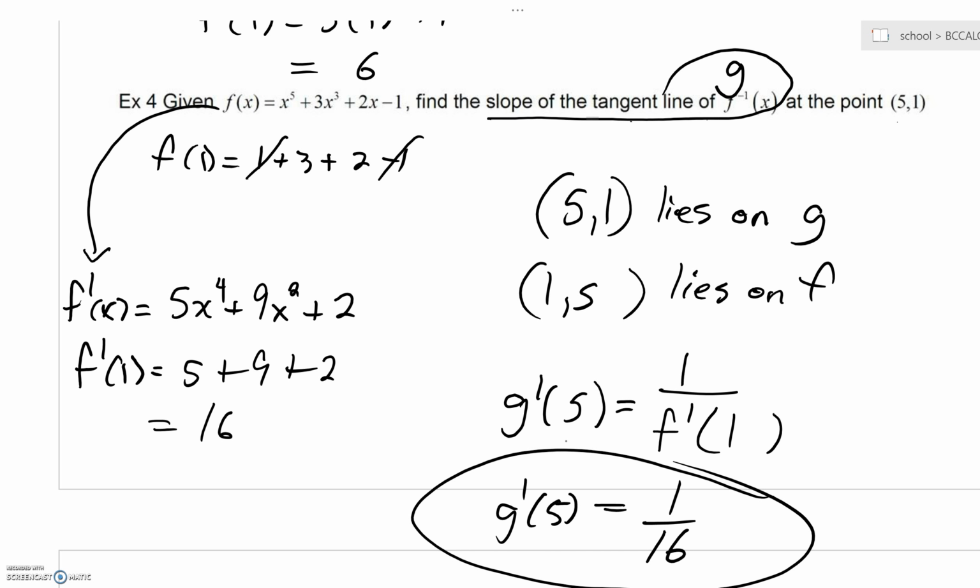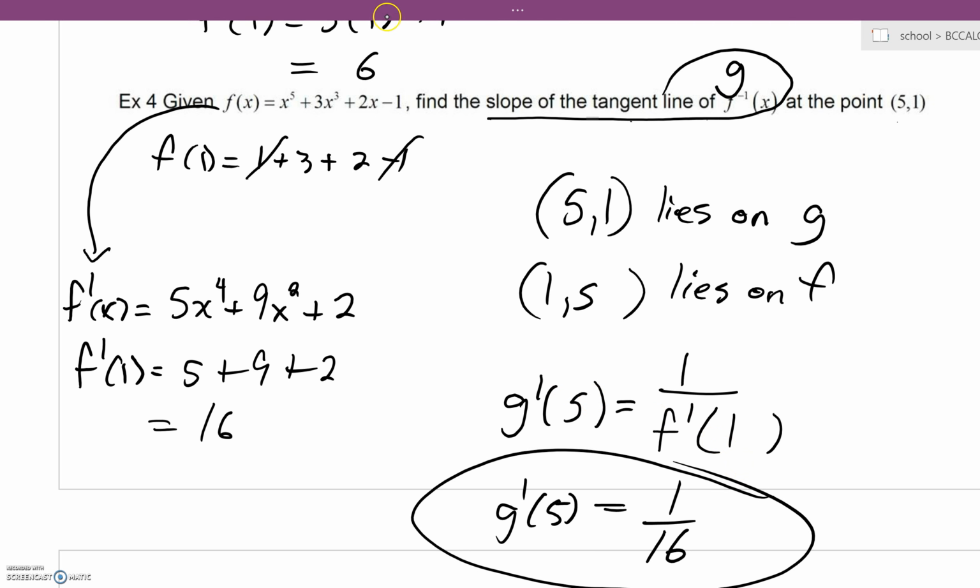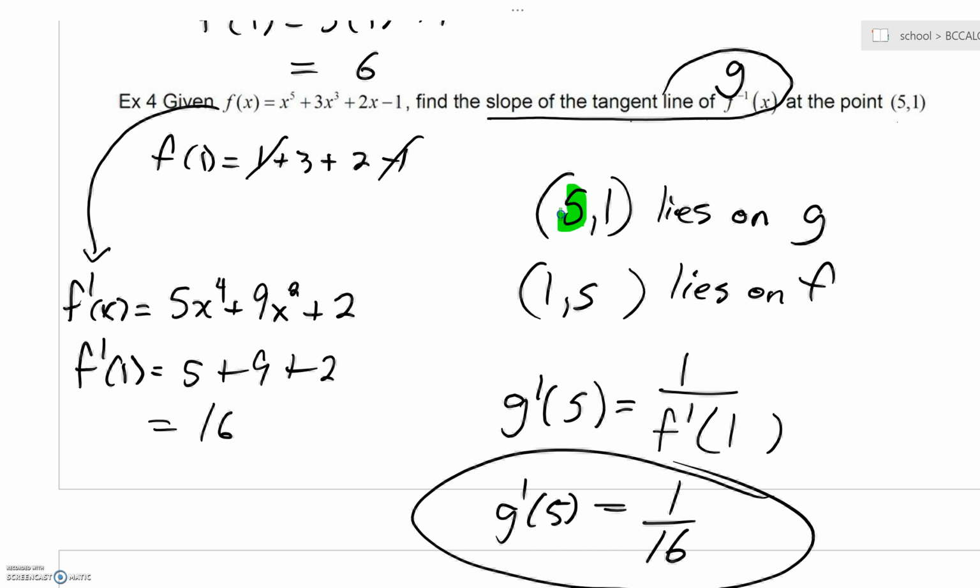Label your points. It's a reciprocal relationship. And again, I can't stress enough, you're evaluating both of the derivatives at different x values. For g, it's plugging a 5 into the derivative. For f, you're plugging a 1 into the derivative. That's why it's so important to start with those points.